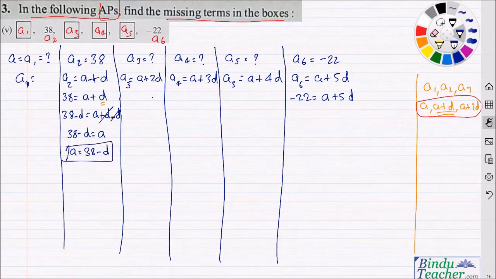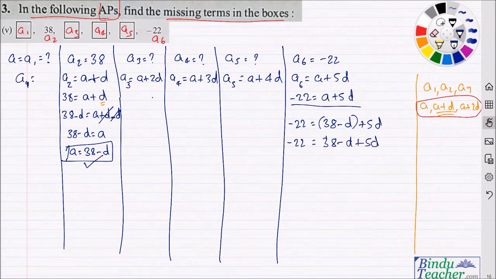It's not complete yet, but it can be used in the last equation. So how do we do that? Now let's substitute the value of A here. So we'll write minus 22 equals, the value of A as found in this equation is 38 minus D plus 5D. Okay, so which can be written as minus 22 equals 38 minus D plus 5D. So we have minus D and plus 5D, which become 4D. So minus 22 equals 38 plus 4D.